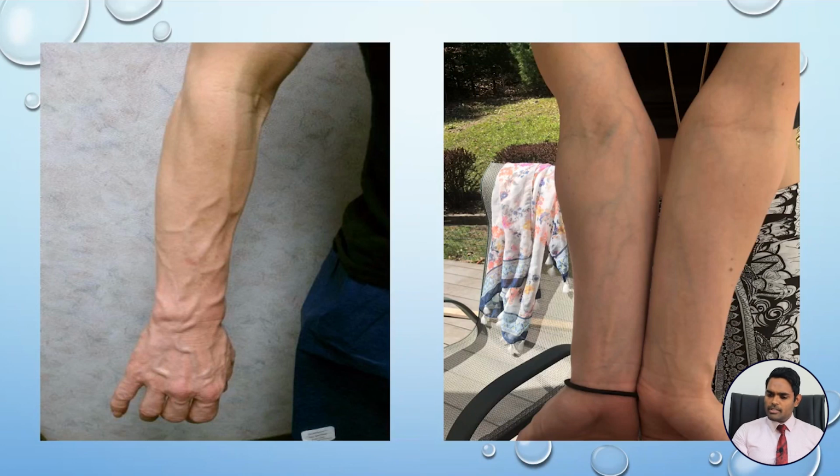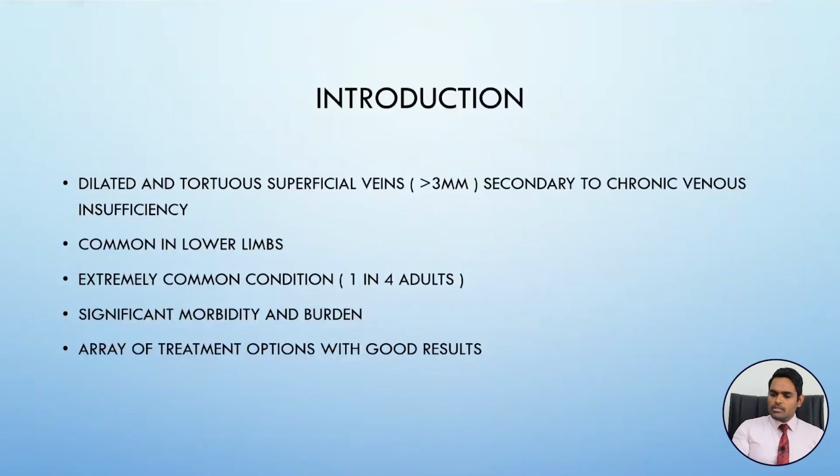And the picture on your right. There's a young lady with visible veins. Those are normal veins, normal caliber, but they are visible because of her skin color and texture. So if you come across these kinds of patients asking for treatment for varicose veins, you should reassure them that these are not varicose veins. So if that's the case, what are varicose veins? Varicose veins are dilated and tortuous superficial veins.